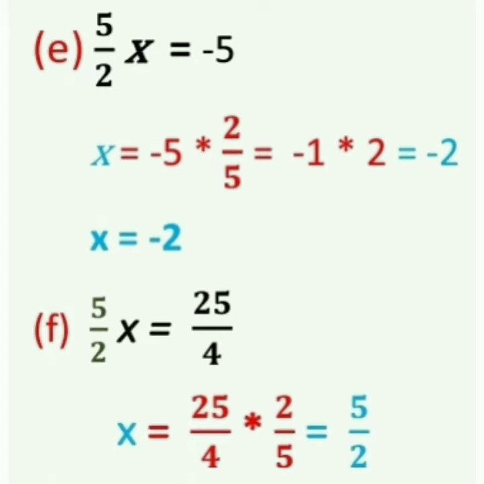Now F. 5 upon 2 x is equal to 25 upon 4. Therefore x is equal to 25 upon 4 into 2 upon 5. Now 25 from the numerator will cancel with 5 from the denominator. The 5 will remain on the numerator side. And 2 from the numerator will cancel the 4 from the denominator, and the 2 is remaining on the denominator side. Therefore, x is equal to 5 upon 2. It's clear?